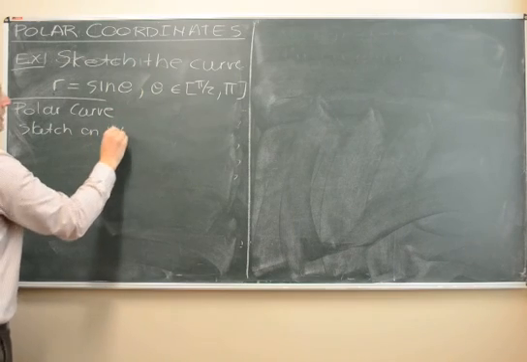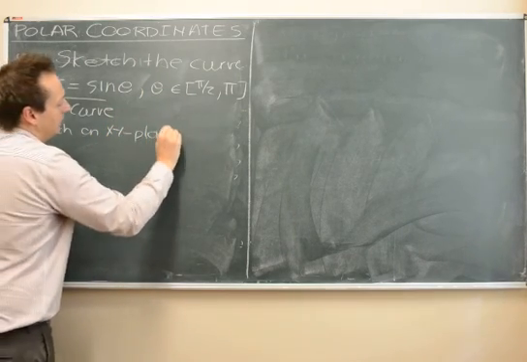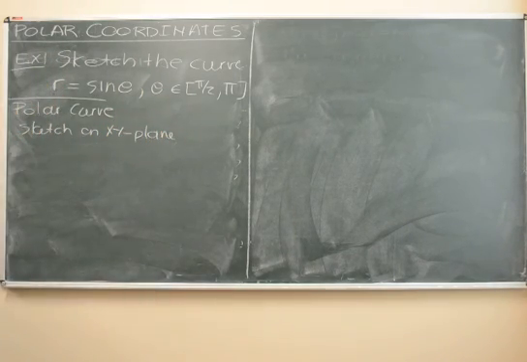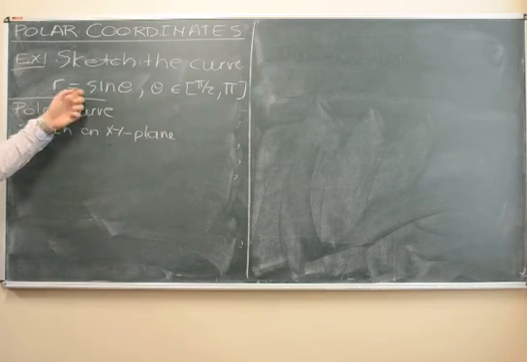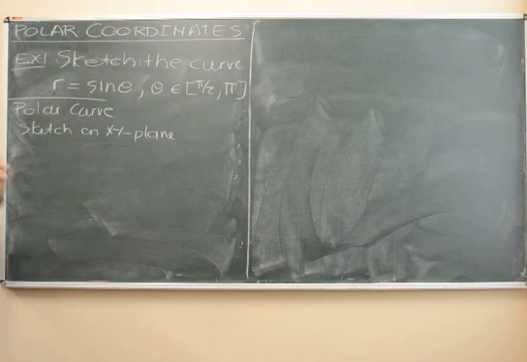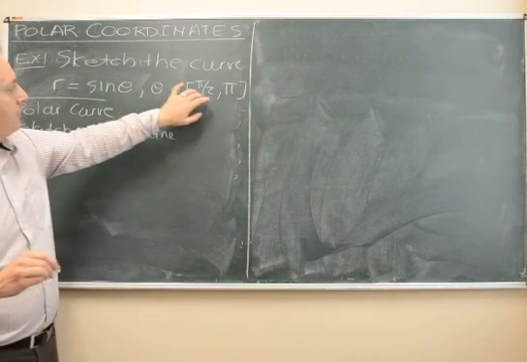on the xy plane. We're not going to sketch it on the r theta plane. We're going to sketch it on the xy plane because it's a polar curve. r and theta here represent the polar coordinates for points. So we're sketching the curve r equals sine theta for theta between pi over 2 and pi.